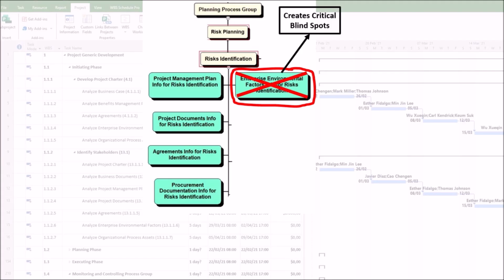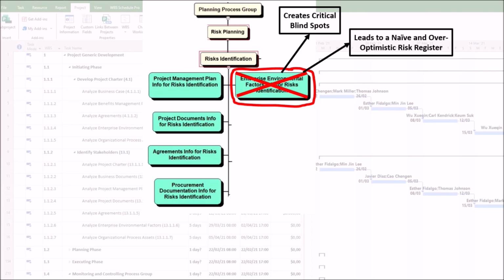1. It creates critical blind spots. You miss major risks. This is the most direct and dangerous harm. The project team will be unaware of significant threats lurking in the project's environment. For example, a company launching a new financial app in Europe fails to analyze the regulatory enterprise environmental factors and ignores GDPR. The risk of massive non-compliance fines, legal battles, and reputational damage is never identified. The project is delivered successfully only to immediately face catastrophic penalties.